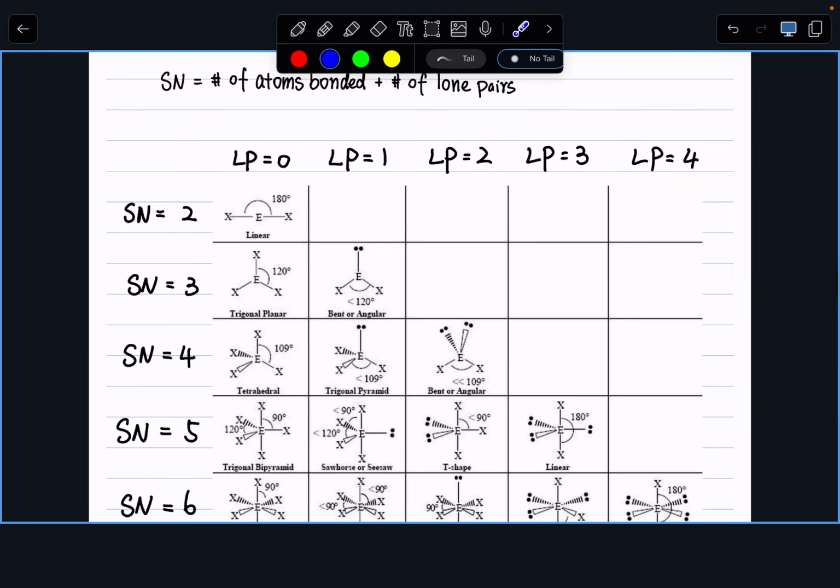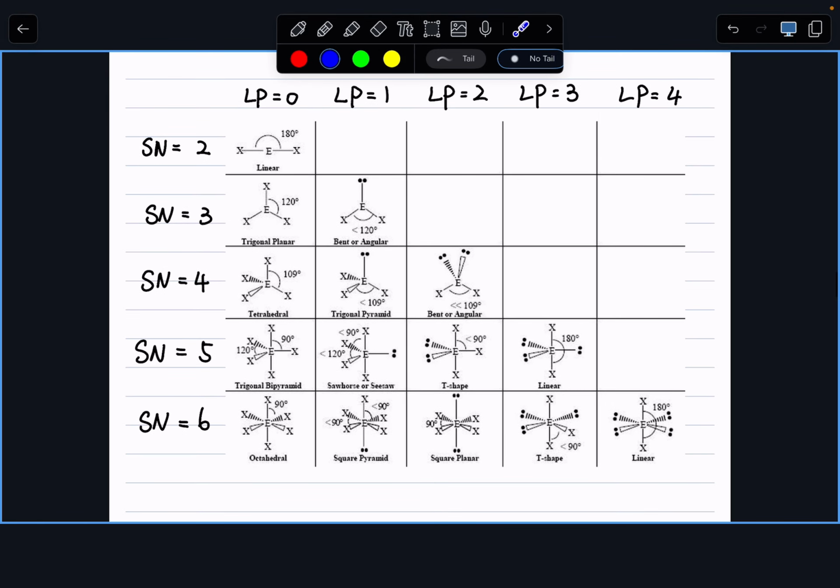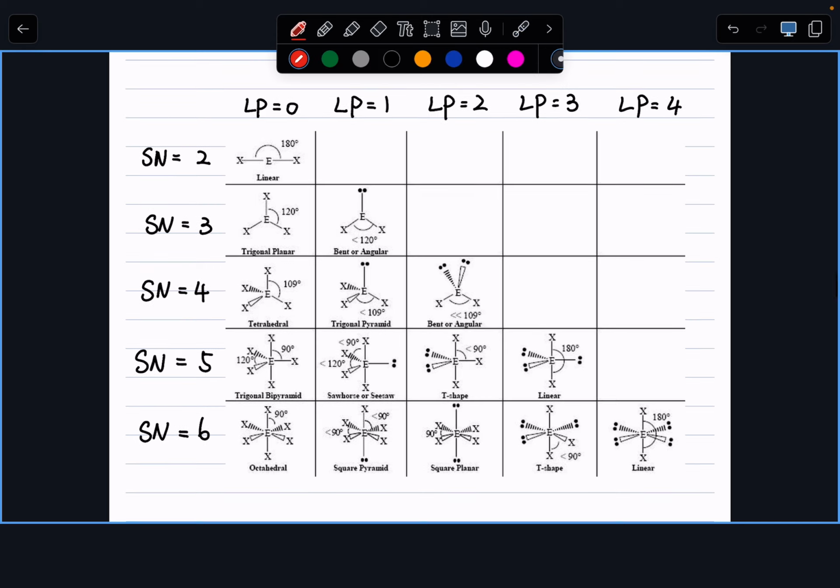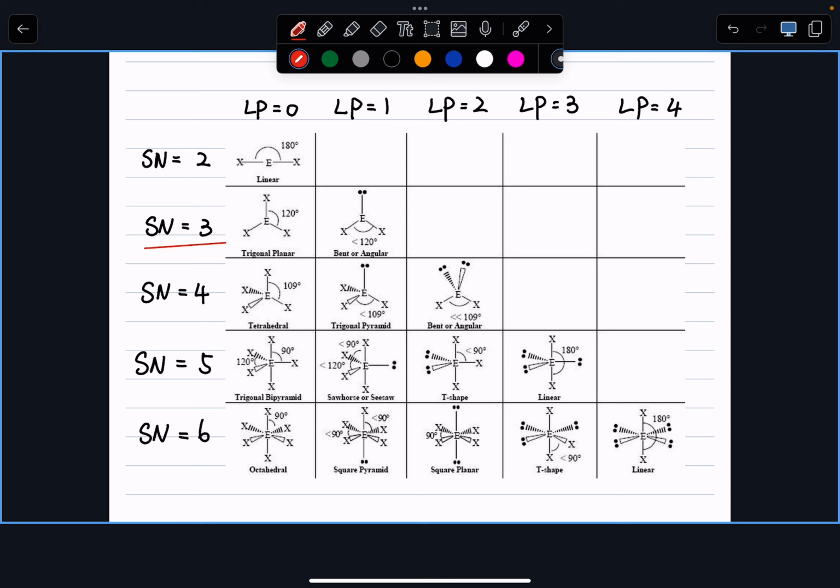And then you have the VSEPR table to search, which tells you what steric number, how many lone pairs, and what molecule those represent. So, some examples here. Imagine we have steric number equals 3, lone pair equals 0. What is a potential molecule? That's going to be BH3, right, so boron making 3 bonds with hydrogen. By the way, this is a violation of the octet rule because your boron doesn't have enough valence electrons, right? And BH3 will have a trigonal planar geometry.